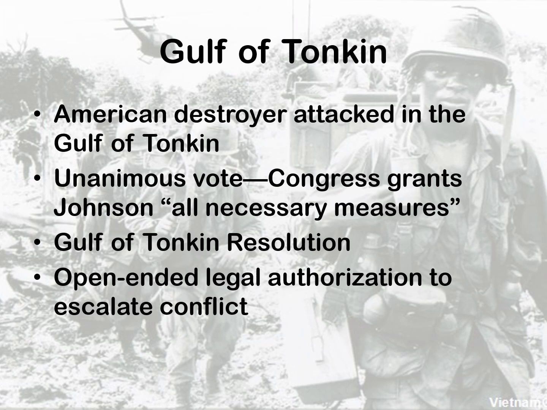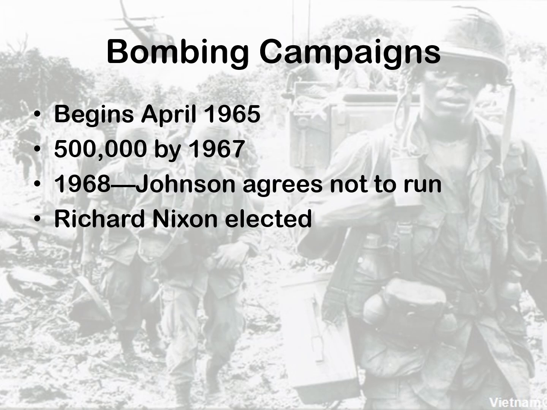So in 1965, because of this, Johnson starts bombing North Vietnam directly, and he will continue intermittent bombing from 1965 all the way to 1972. Bombing begins, I'm sorry, I said February. Bombings begin in April of 1965. By 1967, we're dropping 500,000 tons of bombs and have 500,000 troops in Vietnam.